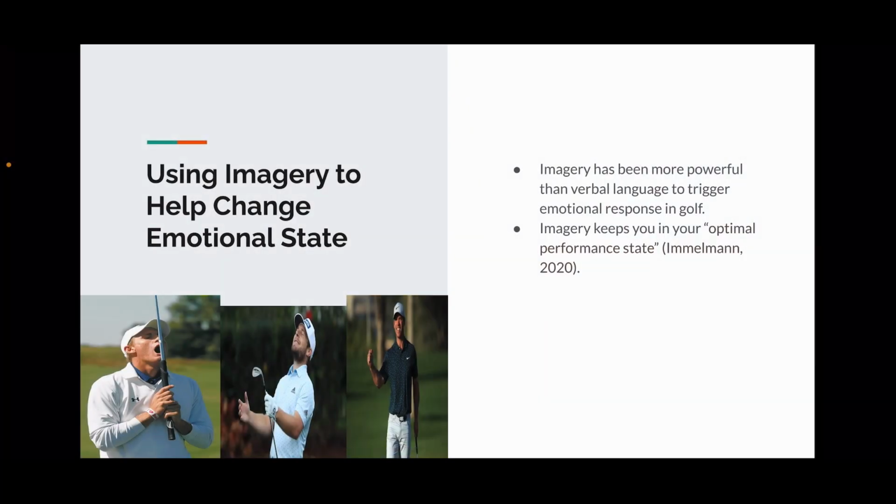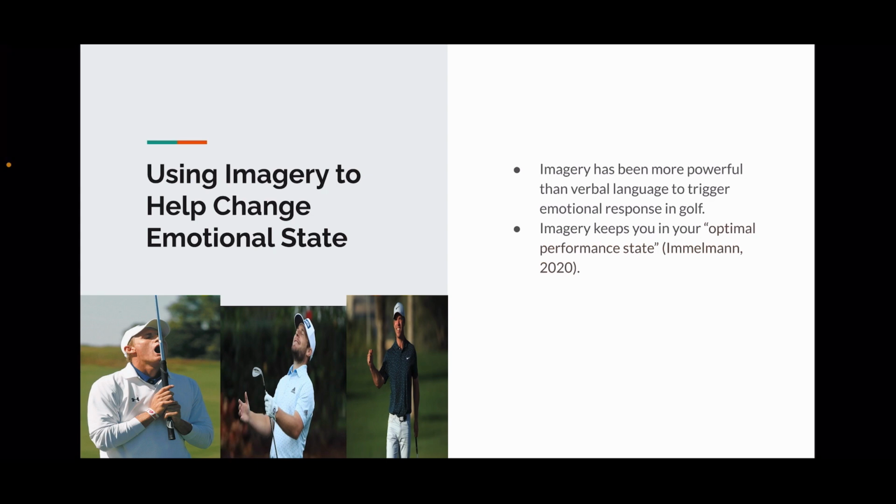Using imagery to help change emotional state. Imagery has been more powerful than verbal language to trigger emotional response in golf. Imagery keeps you in your state of optimal performance.